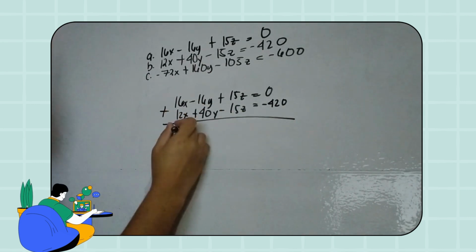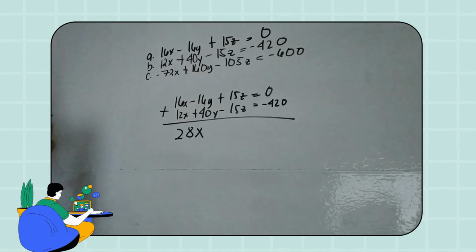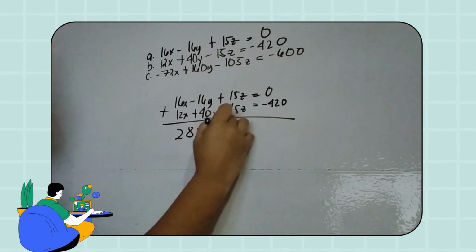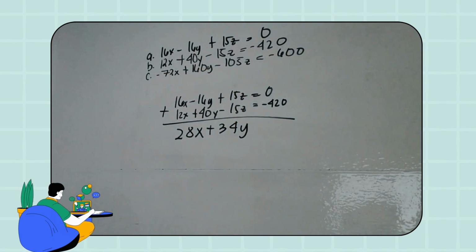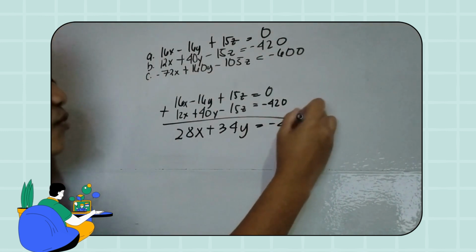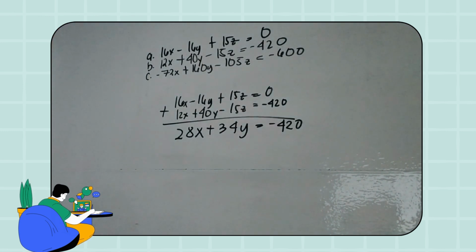We're going to use addition here. So 16x plus 12x is 28x, negative 6y plus 40y is positive 34y, then 15z plus negative 15z is equal to 0, and then 0 minus 420 is still negative 420. So this is the result of eliminating z from equations 1 and 2. Now let's simplify it.